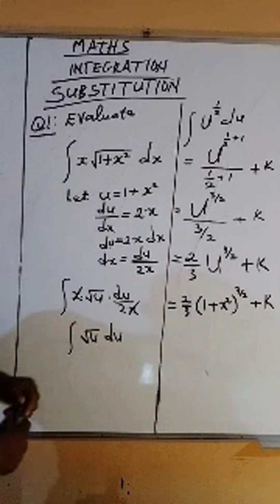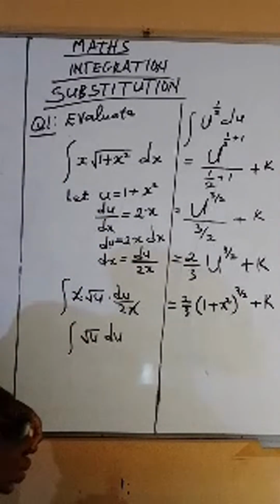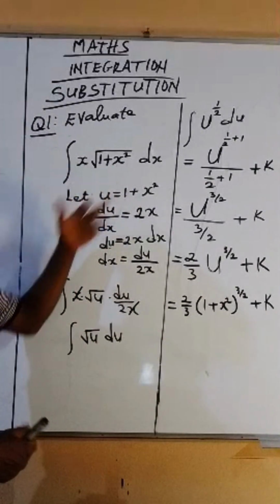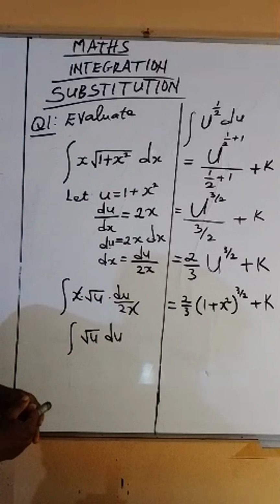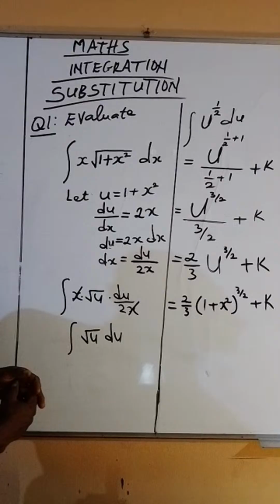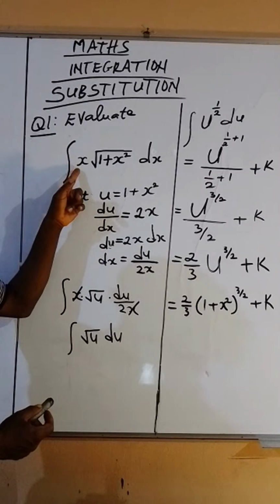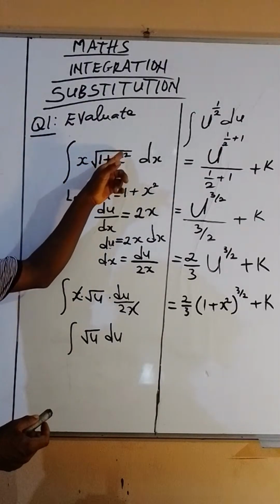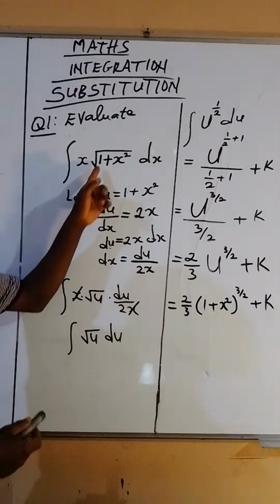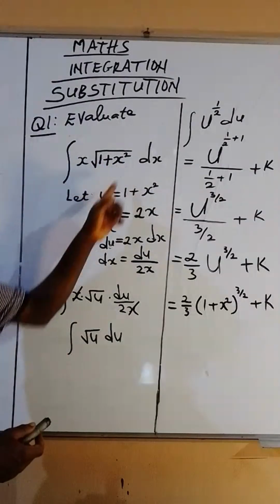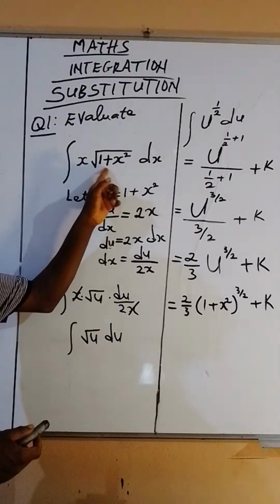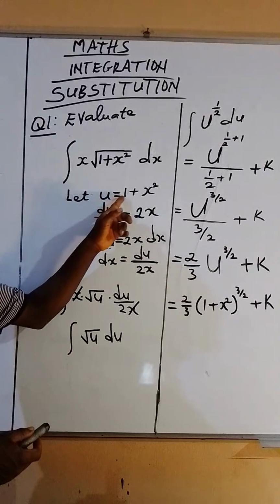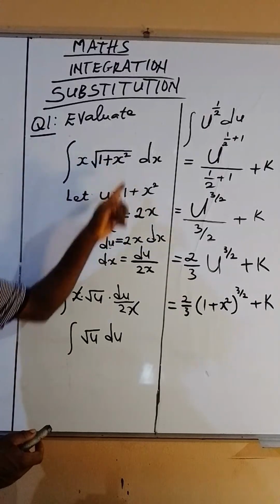This morning, what we are focusing on is integration by substitution. So an integral of this nature can only be handled using the method of substitution. We are given an integral in which we have integral x, then the square root of 1 plus x squared, then dx. In this case, the value inside the square root is substituted. So we decide to use u to substitute for 1 plus x squared.